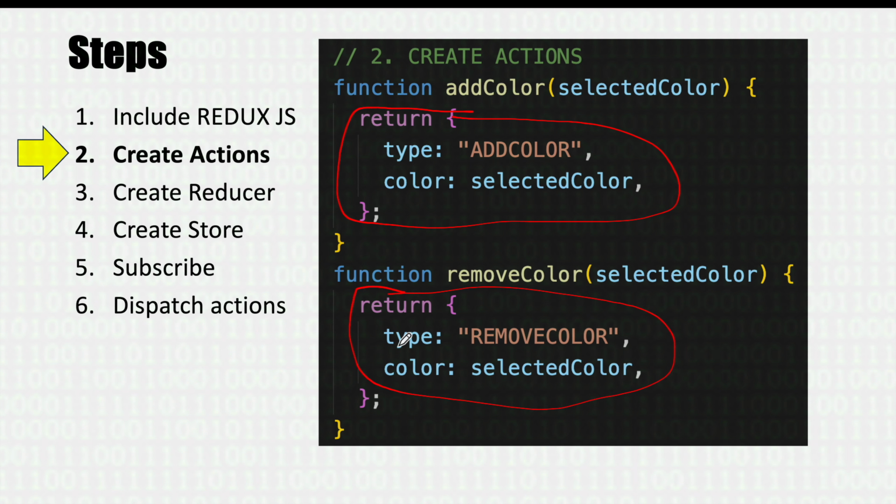One important thing to note here is the type. Type refers to a string or a symbol that is used to describe the purpose of the action. Okay, so this would be used when we do the reducer. This purpose is being used in the reducer to take action on the state.